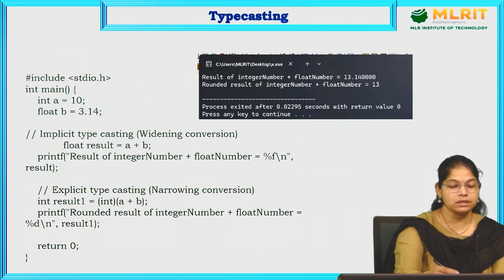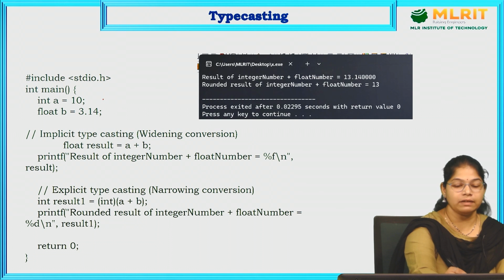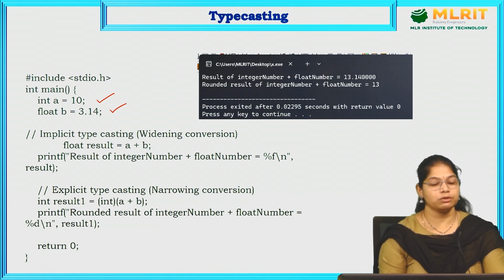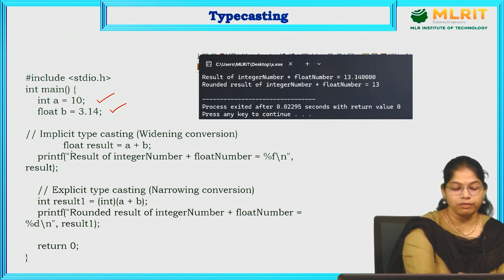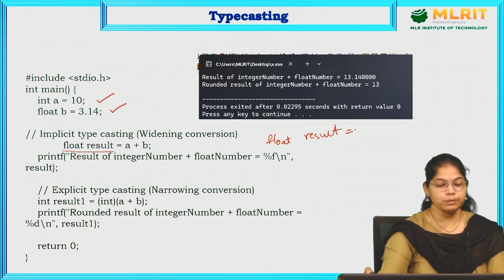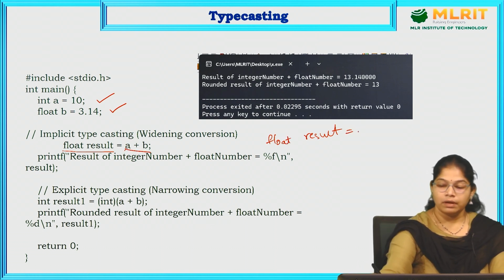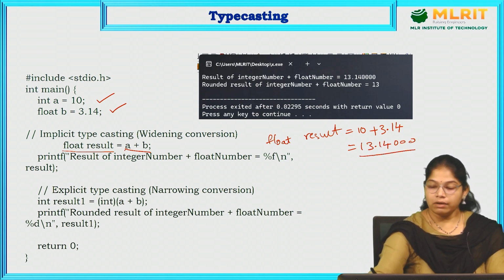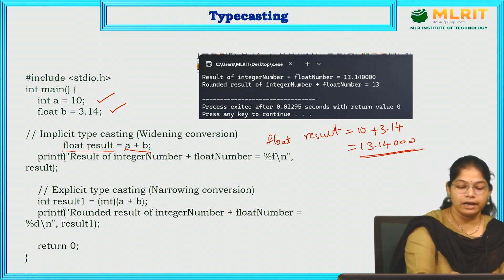Now if we consider this example, here I have declared the variable a with value 10, which is of integer type, then b with 3.14, which is of float type. Then I consider float result, because I want the result in float type. So a plus b, where a value is 10 and b value is 3.14. If I add these two values, the value is 13.14. So here I got the result in float, so I declared it as a float type.